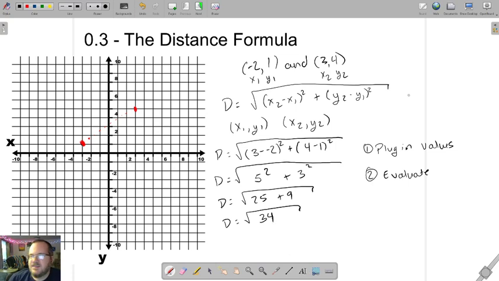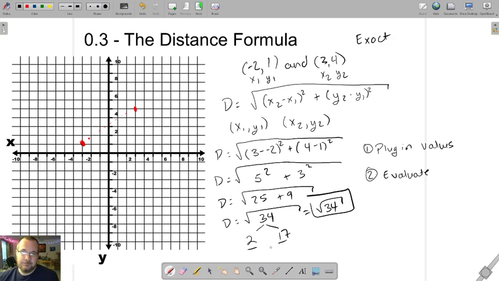Now, for this example, I'm going to say that you need to have an exact answer. If it were something like distance in the real world, then of course you could use an approximation. But if we have to have an exact answer, the square root of 34, let's see, I can break that down into 2 times 17, and they're both prime, which means nothing goes outside the house, which means it just stays the square root of 34. All right, now that's one way to do it.